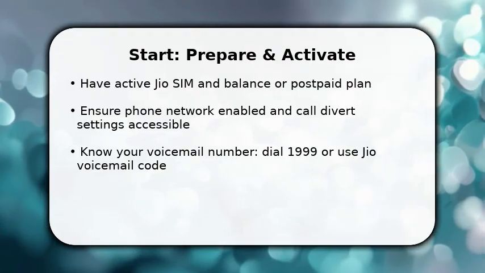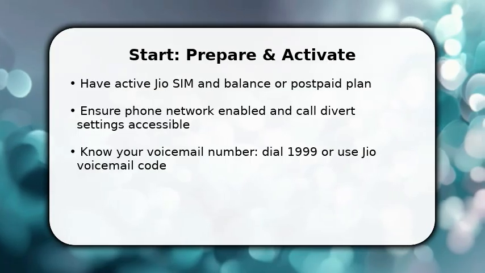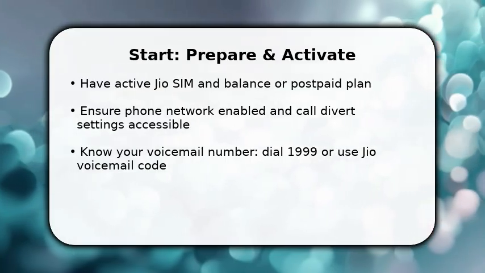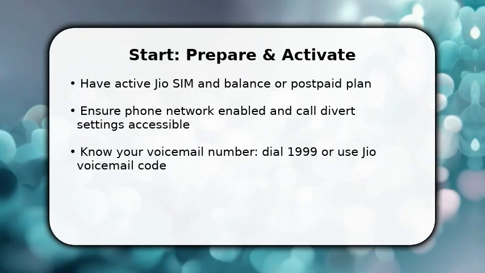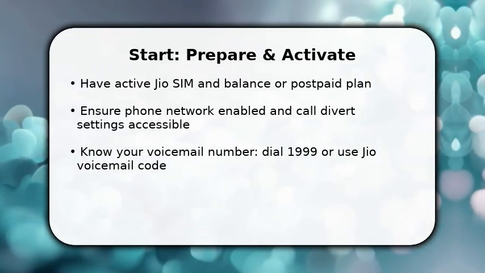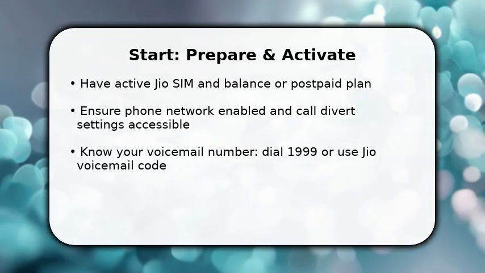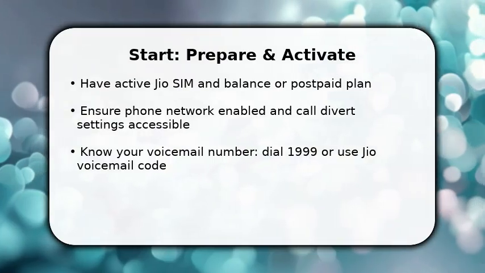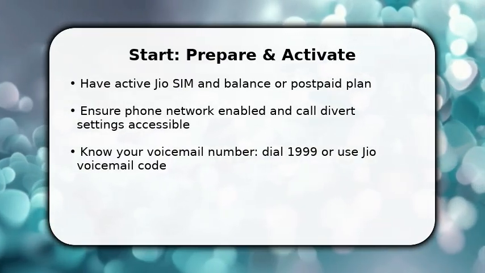You start by confirming prerequisites, an active GeoSIM and working network. Once done, open the phone app and locate call settings so you can set up call divert. Next, dial 1999 or use the geo-provided voicemail code to reach the voicemail service.